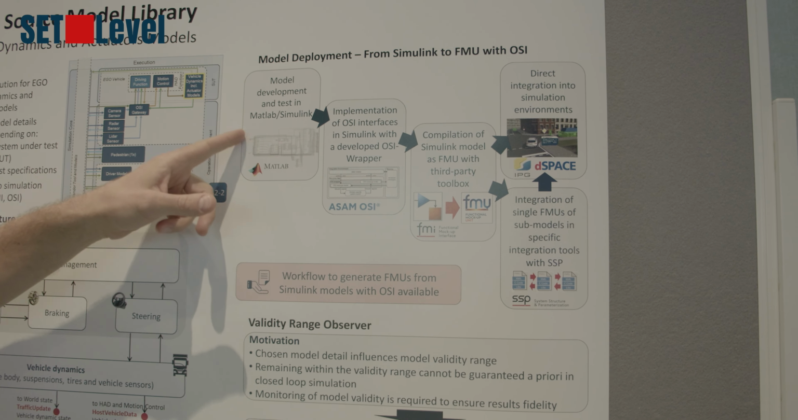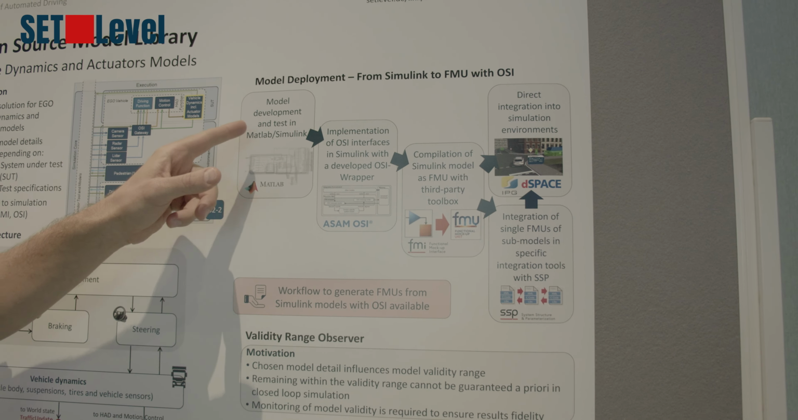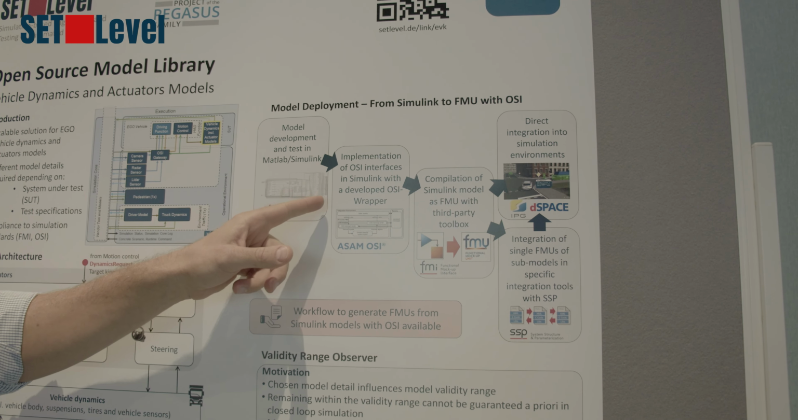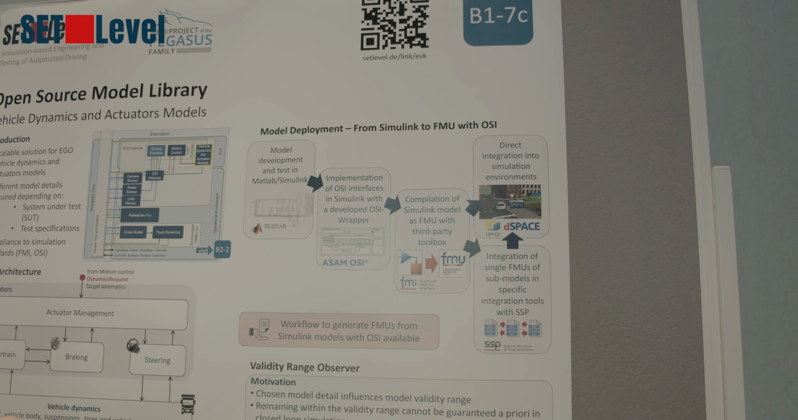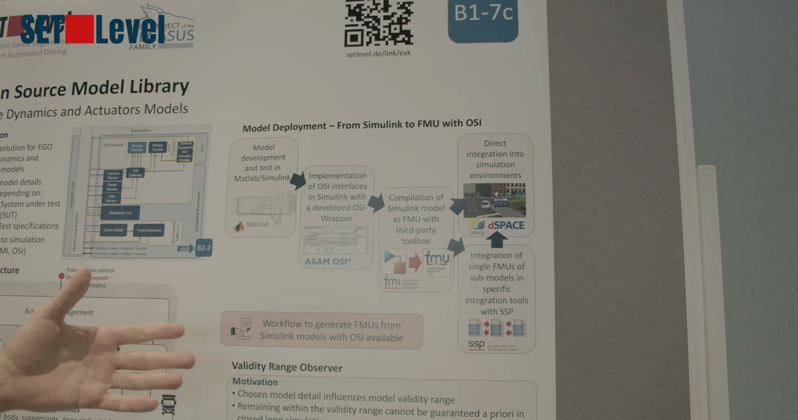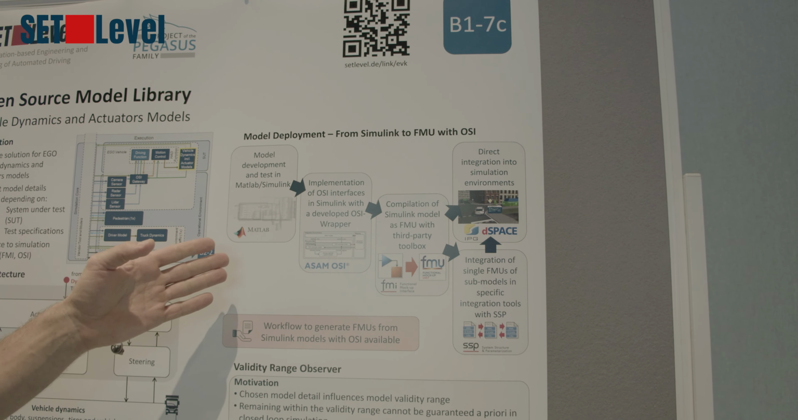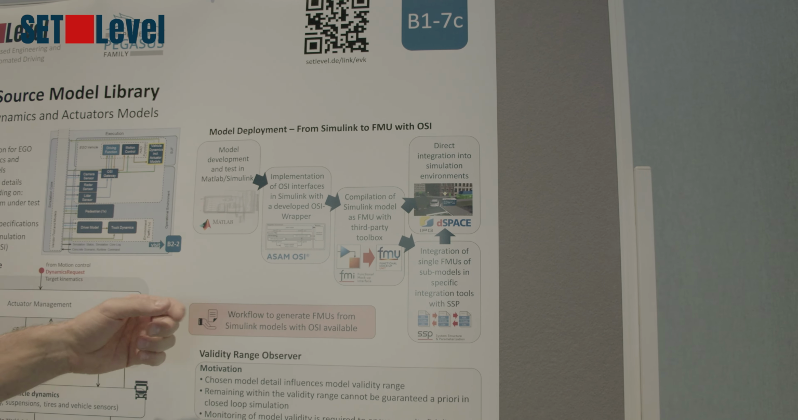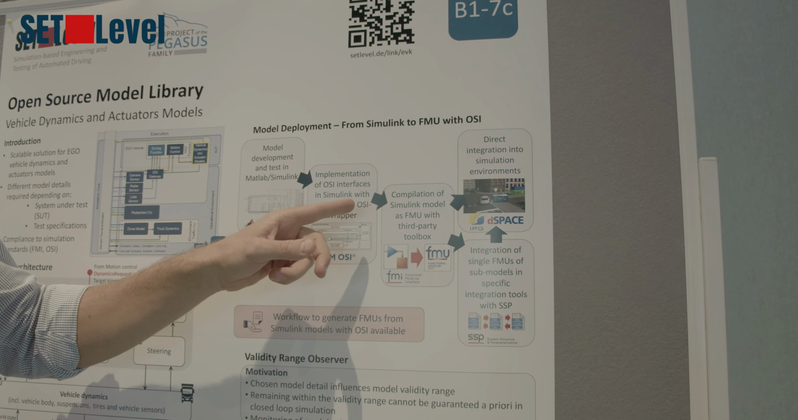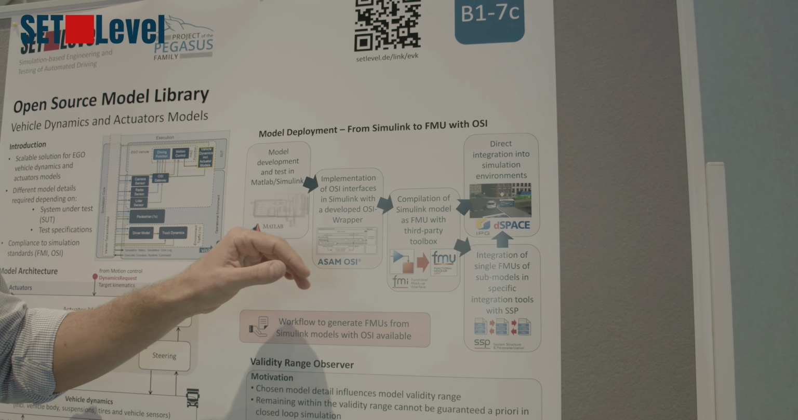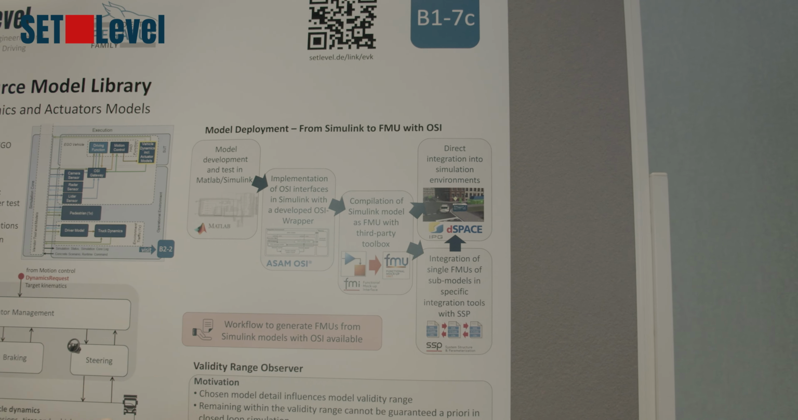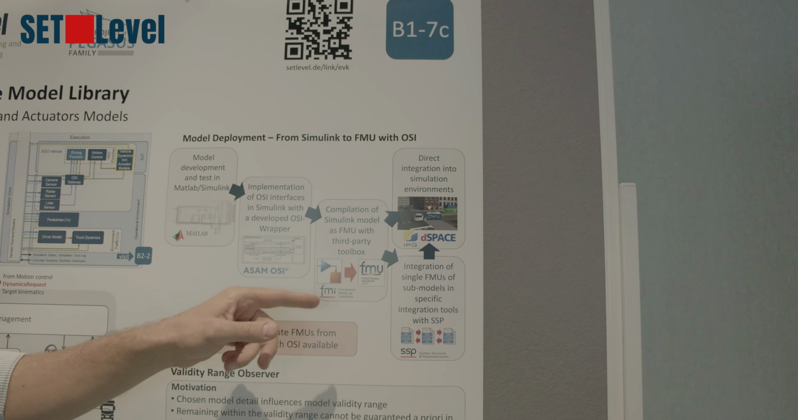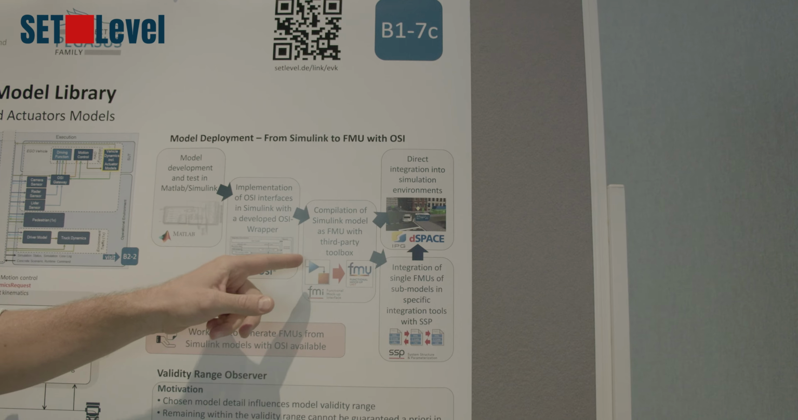We start from the development and test within MATLAB Simulink. We implemented the OSI interfaces directly into Simulink with a self-developed so-called OSI wrapper, which is basically a function which translates the Simulink signals to OSI messages. Then we compiled the Simulink models, including OSI interfaces, as functional mockup units, FMU, using third-party toolboxes such as the FMI Kit for Simulink.